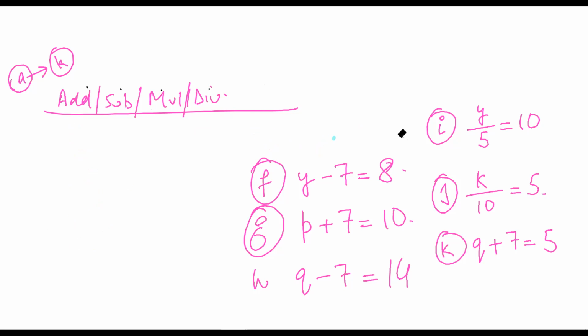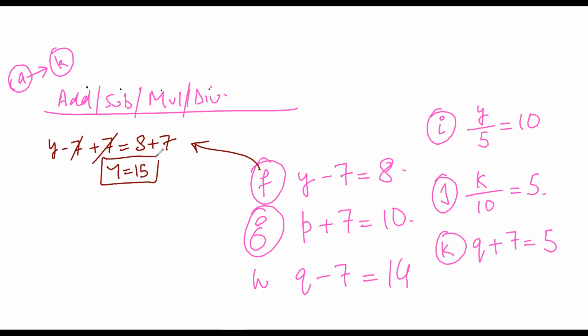Okay. Mr. Sarthak, F part, how did you do it? So I added 7 on each side. Shabash, very nice. So 7 and 7 will cancel and y would be equal to 15. Mr. Satya, same answer? Yes. Shabash. Mr. Sarthak, G part, how did you do it?